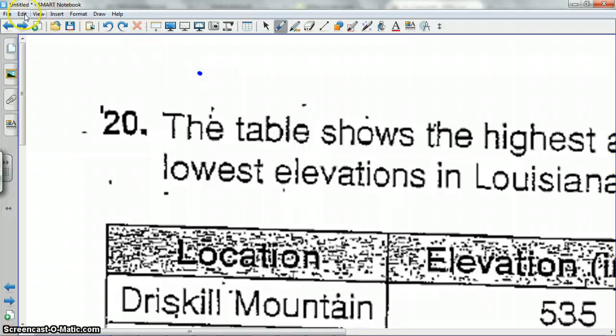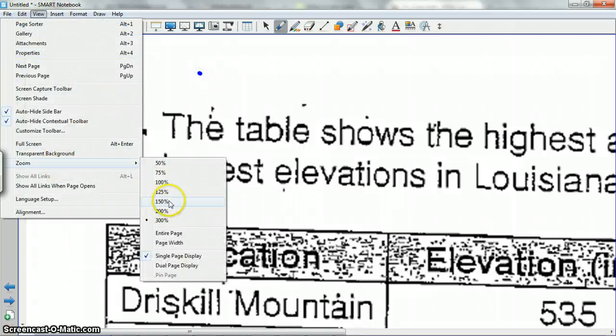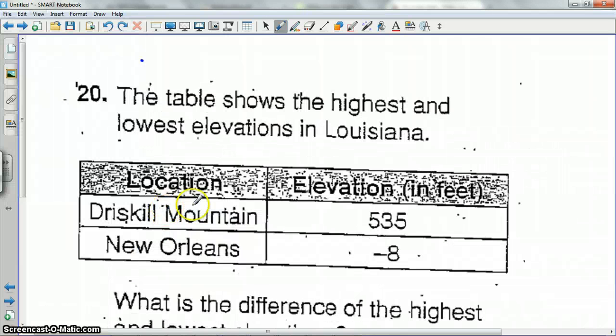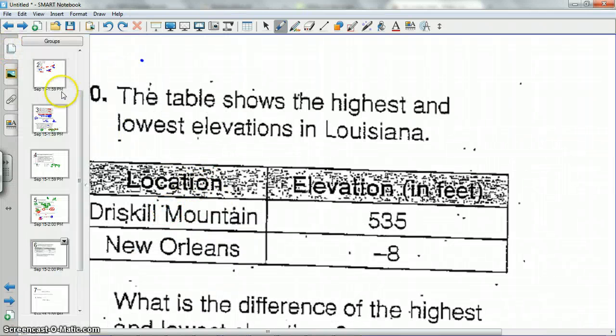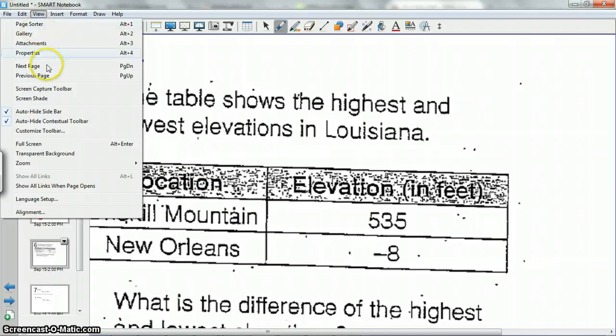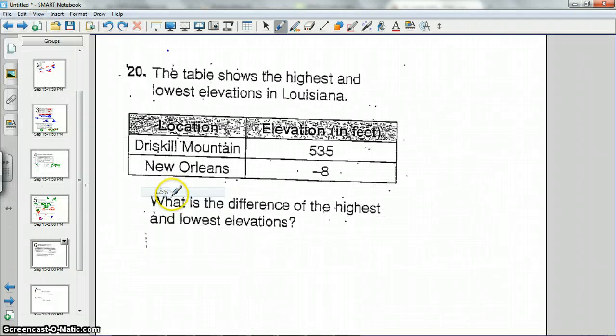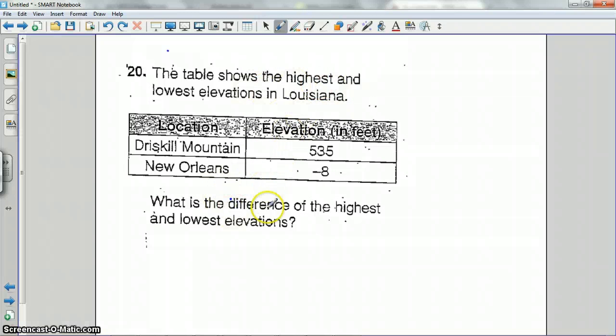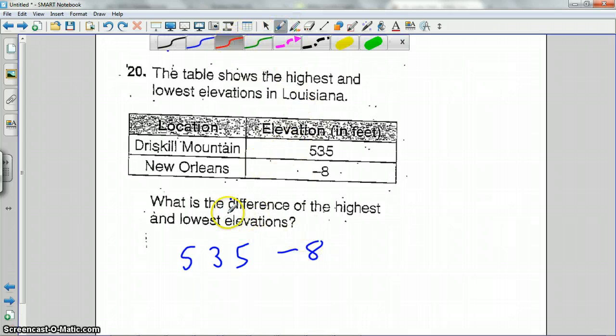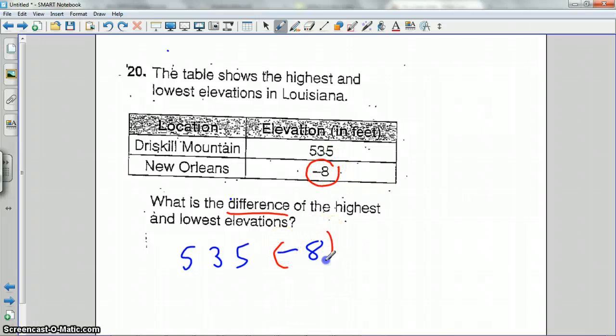Let me get the whole thing this time. Let's zoom out just a little more. May not get through the whole thing this time. There we go. Table shows the highest and lowest elevations of Louisiana. What is the difference? So here's what people do here that's wrong. And hopefully you're starting to see why that's wrong. It says difference, which means we do subtract, but this 8's already negative. So this negative goes with the 8 already.